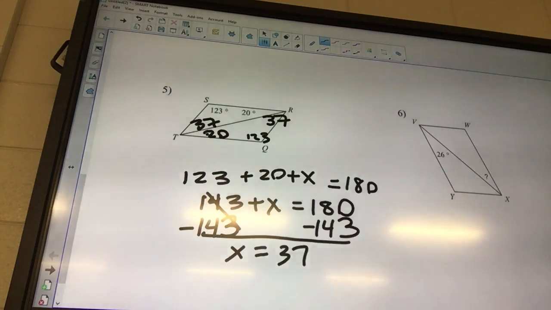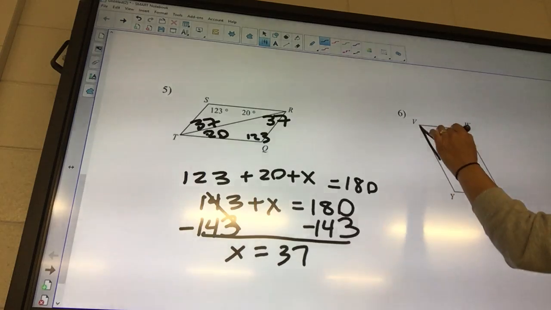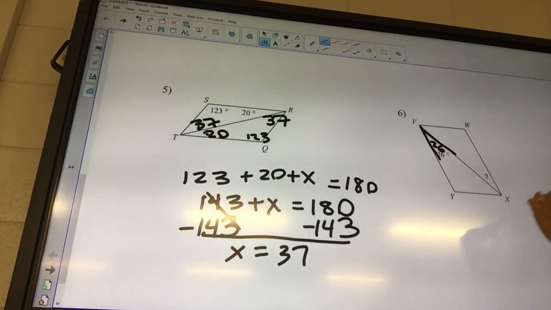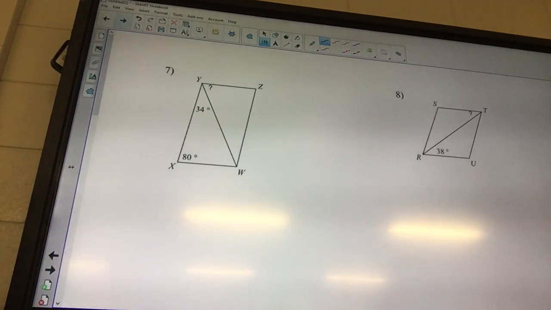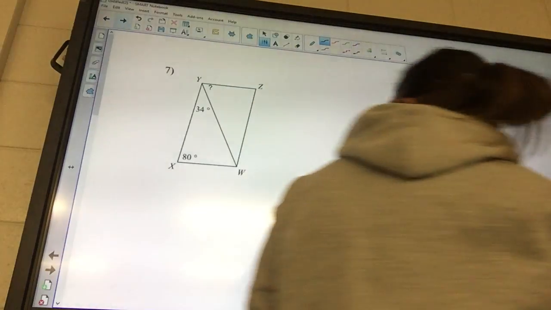If you look at 6 as an example, we know one of these sides, and it's way down here, but it's really this angle right here. This is 26, so what is this one? 26. The rule still applies there, but just know that most of it is going to be pretty similar.